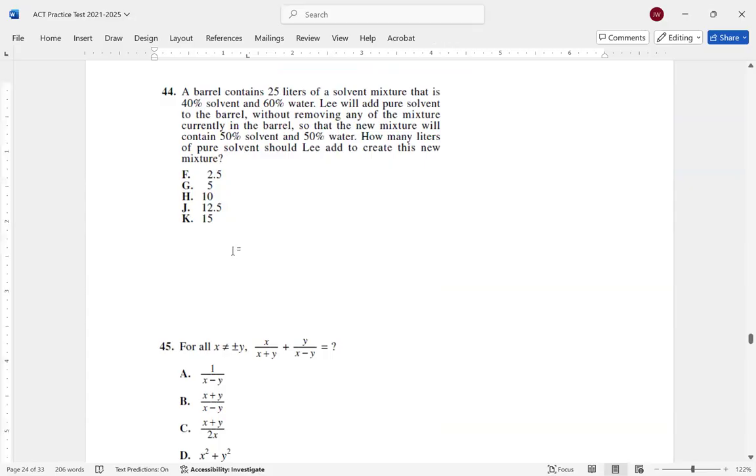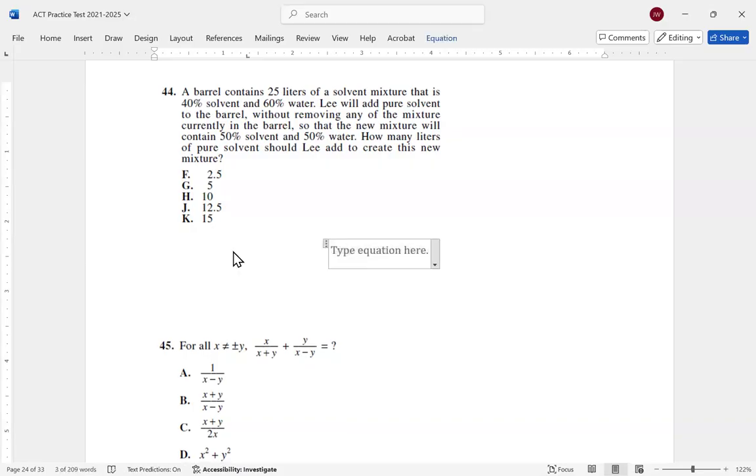Question 44. A barrel contains 25 liters of solvent mixture that is 40% solvent and 60% water. Lee will add pure solvent to the barrel without removing any of the mixture currently in the barrel. So the new mixture will be 50% solvent and 50% water. How many liters of pure solvent should Lee add to create this new mixture?